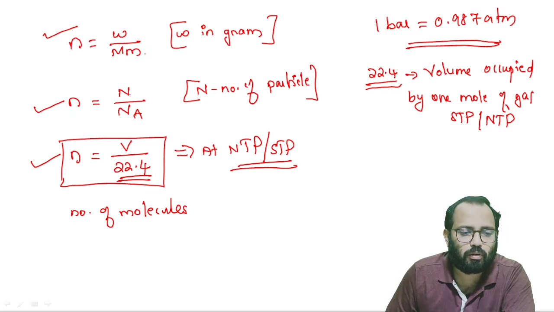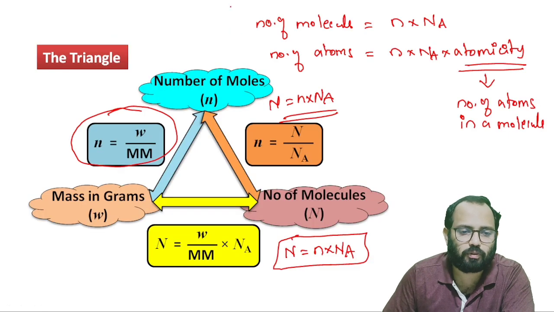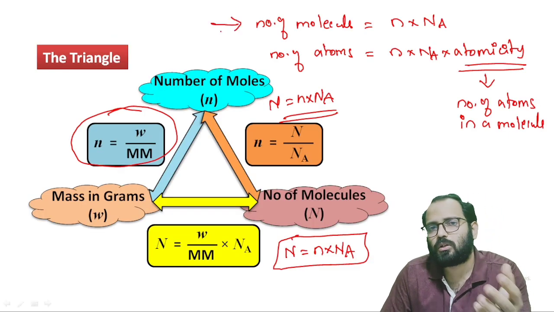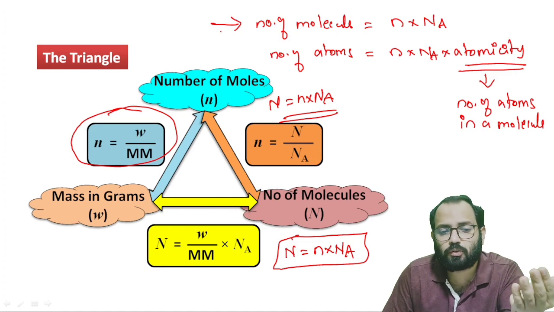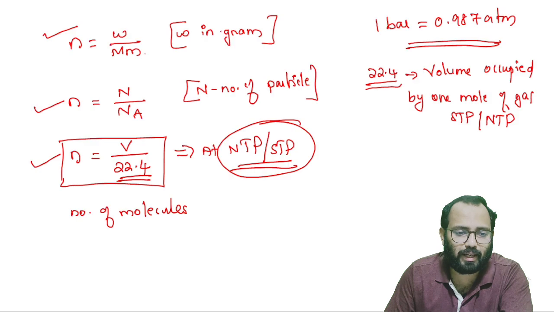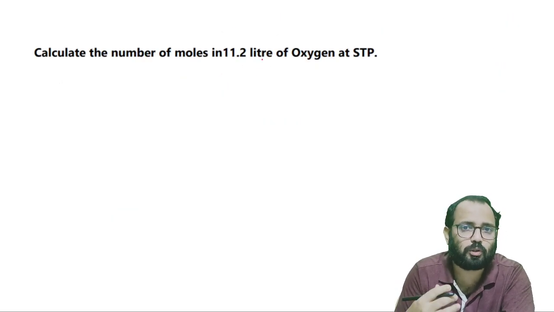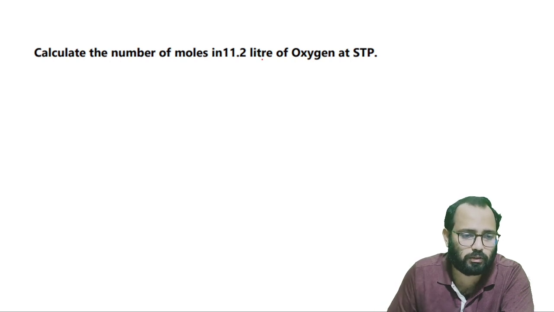Number of moles can be found out by N by Na, and also by V by 22.4, but only at STP or NTP. If you wanted to find out the number of molecules, you use the equation N into Na. If you wanted to find out the number of atoms, you use the equation N into atomicity. Now we'll solve a few questions, so you'll be getting more and more clarity regarding this.